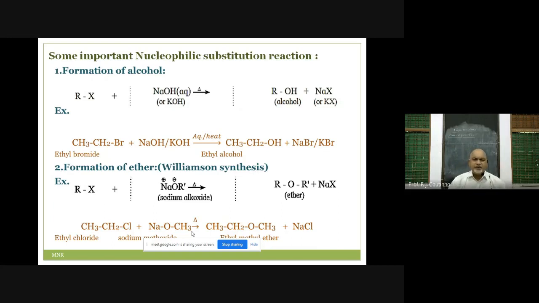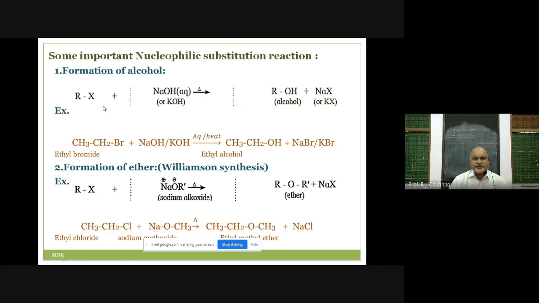Coming to the very important aspect, that is chemical properties of haloalkanes. Now these are some important nucleophilic substitution reactions which we are going to study. In the earlier reaction, we studied what is alkyl halide, and we treated an alkyl halide with NaOH. Now here this is formation of alcohols. Here we are taking alkyl halide RX as one of the reactants, and reacting it with aqueous alkali, maybe NaOH or KOH, and heating it.